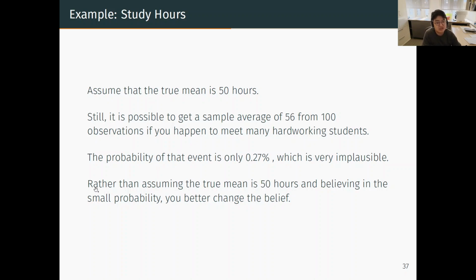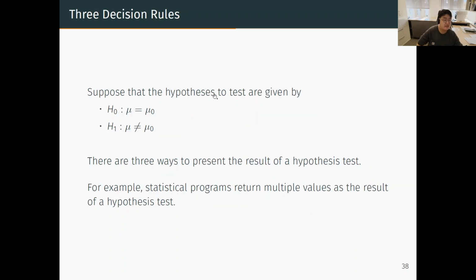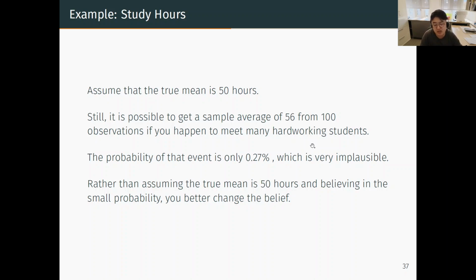So as a result, rather than assuming that my belief is still true, I would change my belief, and I have to update my hypothesis. I take the alternative hypothesis rather than my null hypothesis because the data is too inconsistent, too different from my belief. Okay, that is our story, right? That's what we just saw in our numerical example.